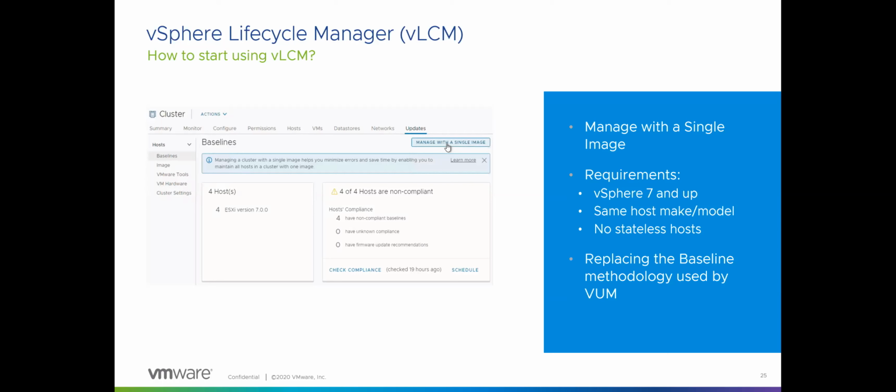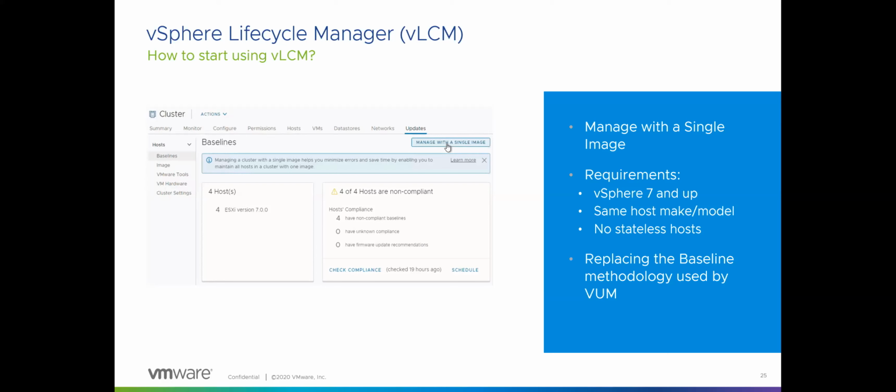Maybe you have new hosts that are already all ESXi 7, all the same host make and model, and all the requirements are in place, so you can start using VLCM for that specific cluster. Another cluster might not yet be on vSphere 7, so that will allow you to just use VUM. Like I said, we do have a couple of requirements to start using VLCM, because it is the path forward. We require vSphere 7 and up. All the hosts in the cluster must run ESXi 7 and up.